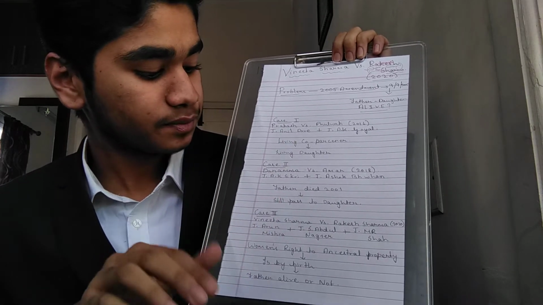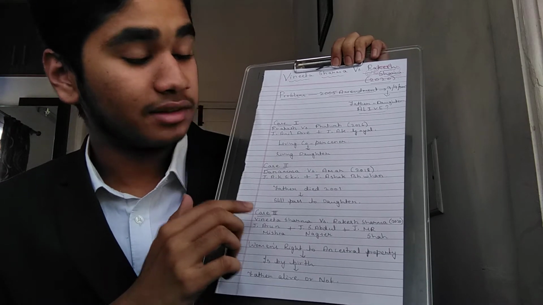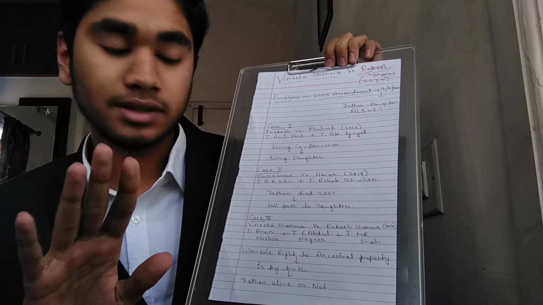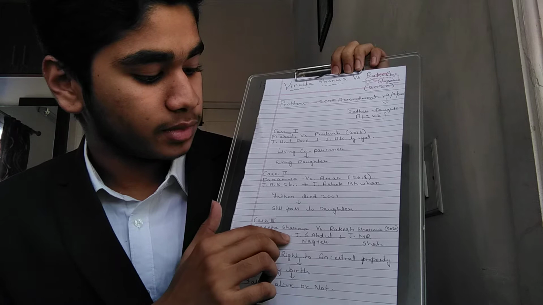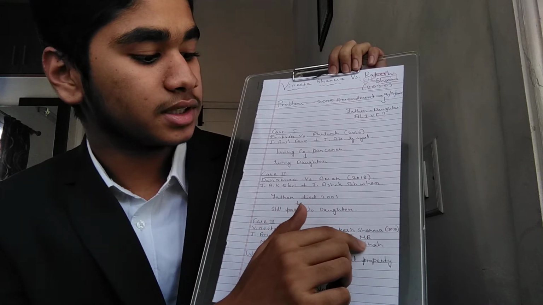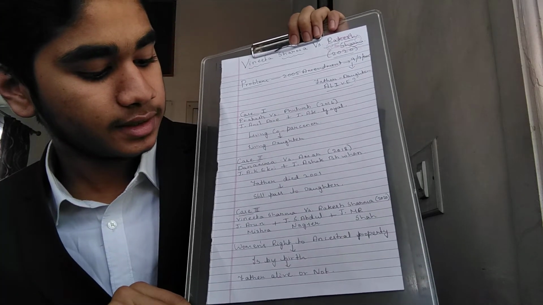All right. Then comes our main important case, case 3, Veneetha Sharma versus Rakesh Sharma in 2020, and there were three judges in this: Judge Arun Mishra, Judge S. Abdul Nazeer, and Mr. M.R. Shah. Right.